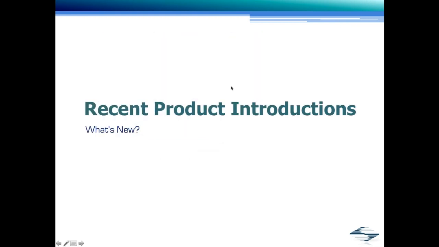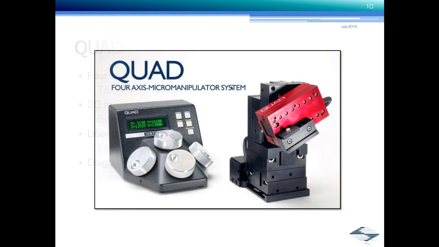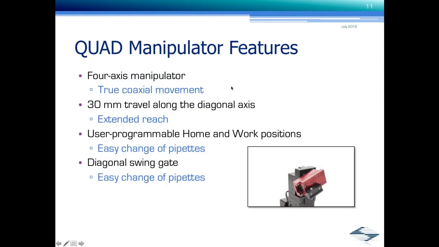So let me switch to the recent product introductions. What's new? First and foremost, the Quad 4-axis micromanipulator. I want to highlight mostly the ease of pipette changes using the user-programmable home and work positions. We also have YouTube videos about that, and the diagonal swing gate helps with that.